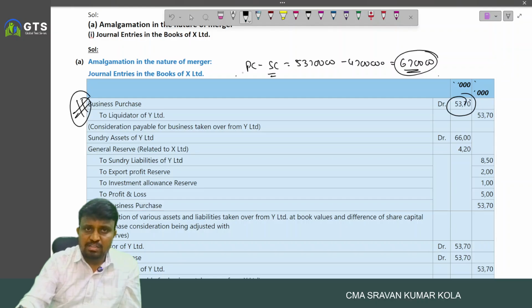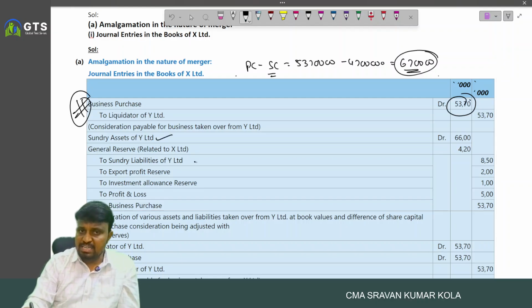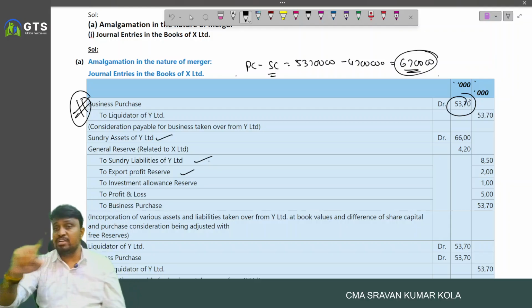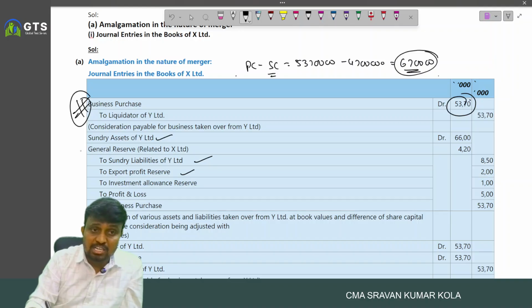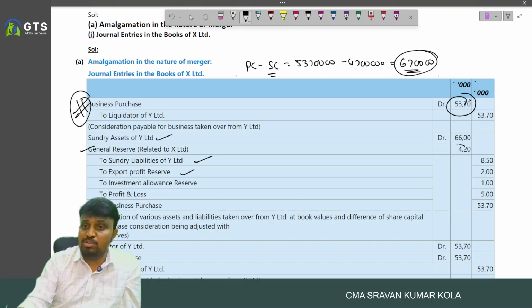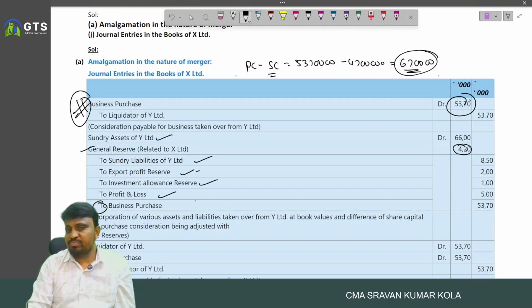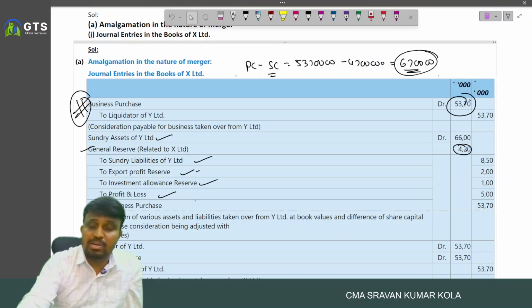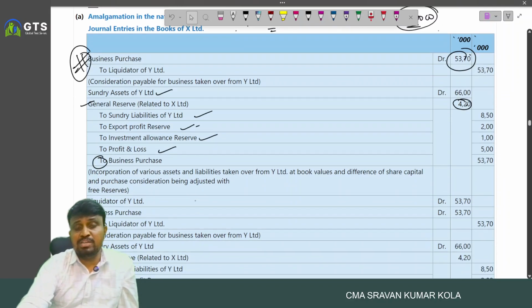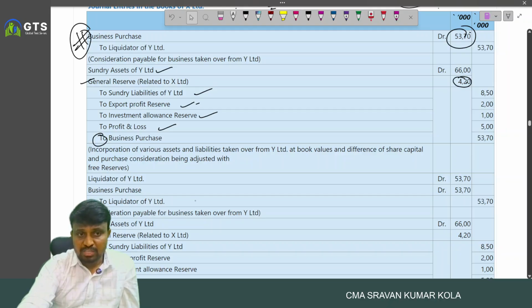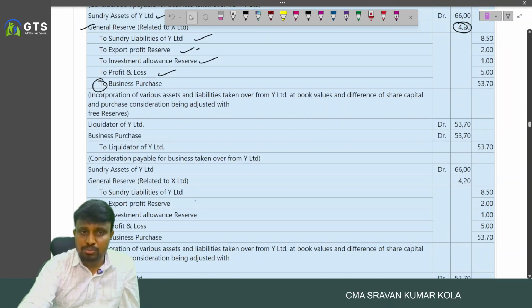So, what is the entry? Sundry assets, total assets, sundry liabilities, export reserve. First, general reserve of I Limited completely closed. And general reserve of X Limited, how much amount adjusted? 4 lakh 20,000. Next, other reserves, export profit reserve, investment allowance reserve, profit and loss, to business purchase. And next, payment, liquidator of Y Limited account debited to.